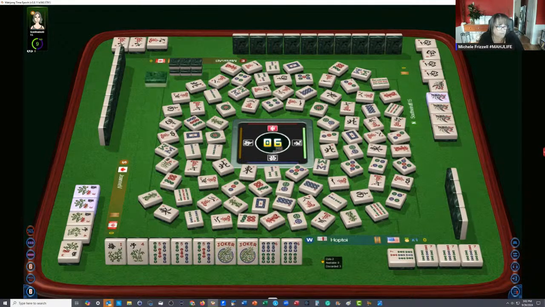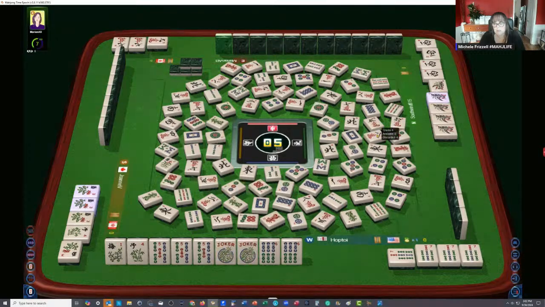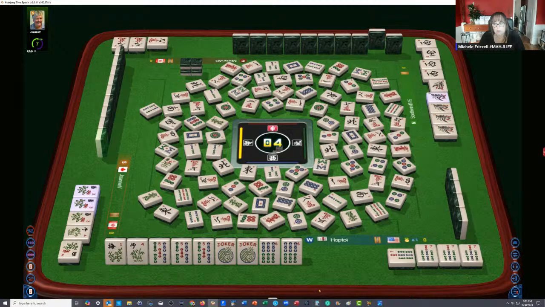2 dots. 5, 6, 7, 8 on left. 8 dots are out. 8 bams are out. I don't know. It looks like all the 8s are out. 4 bamboos. 8 dots are out. 8 bams are out. And 8 cracks are out. 4 bamboos. We have 1 more pick.